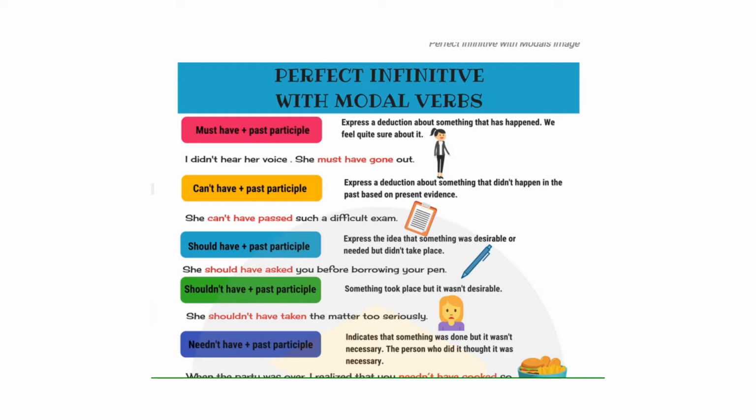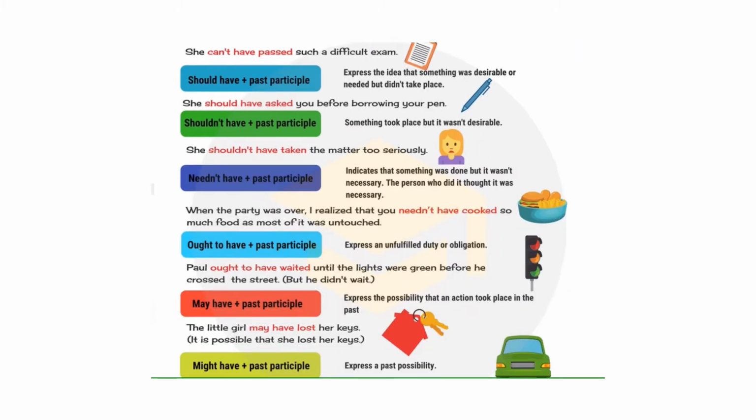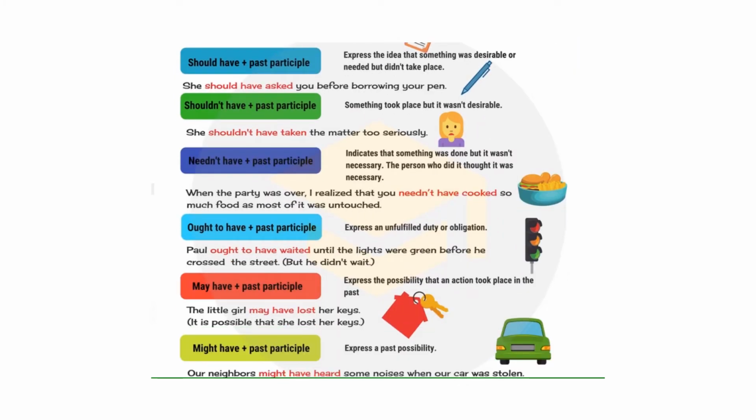We have should have plus past participle. It expresses the idea that something was desirable or needed but didn't take place. So we say she should have asked you before borrowing your pen. We have shouldn't have plus past participle. It's about something that took place but it wasn't desirable. So we say she shouldn't have taken the matter too seriously.